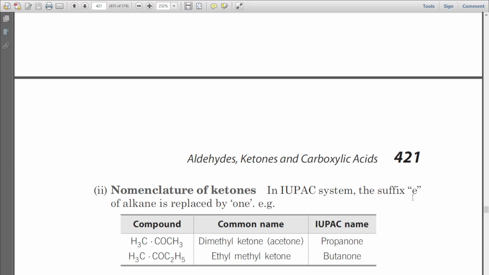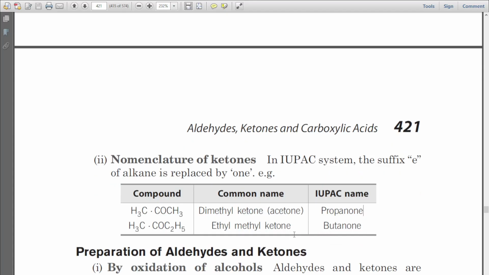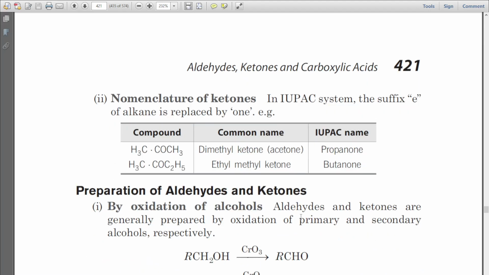The nomenclature of ketone: the suffix E in alkanes is replaced by one, such as propanone and butanone. Propanone is the simplest member of the ketone family since it requires a minimum of 3 carbon atoms to be denoted as a ketone. These are the common names. Dimethyl ketone or acetone is the most prominent ketone which we use on a day-to-day basis. It is also a key prominent ingredient in nail polish removers.